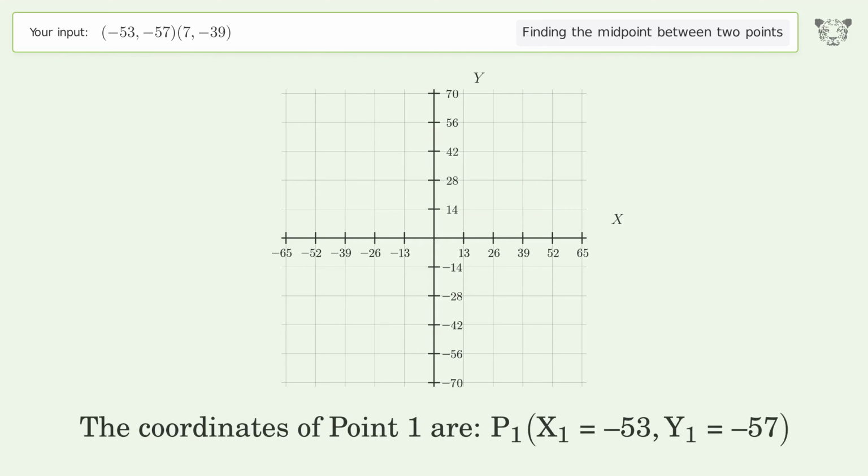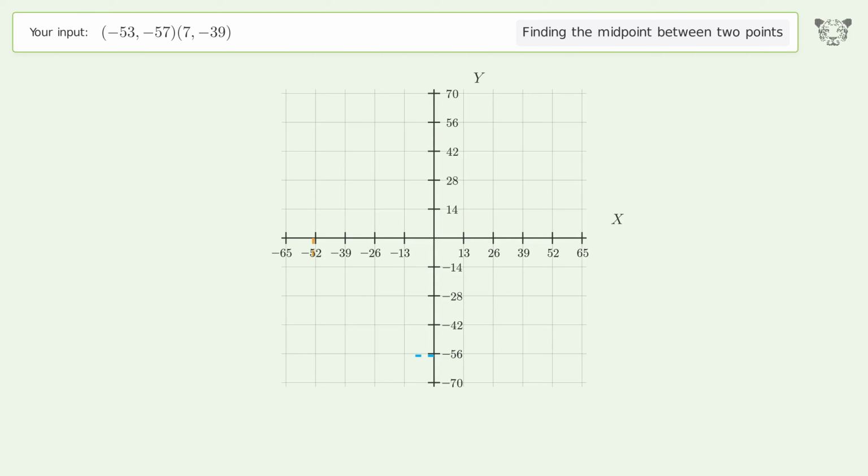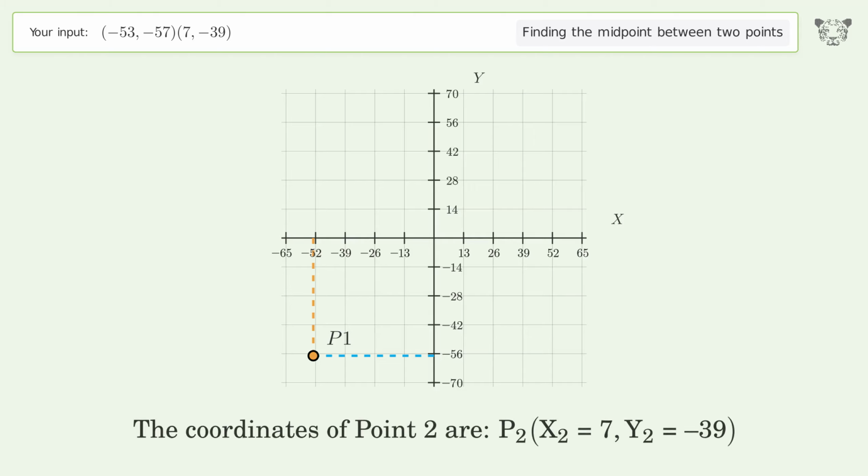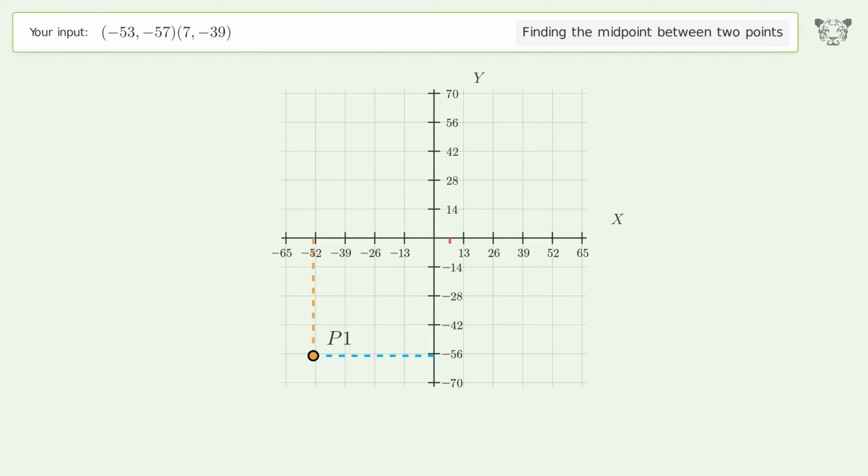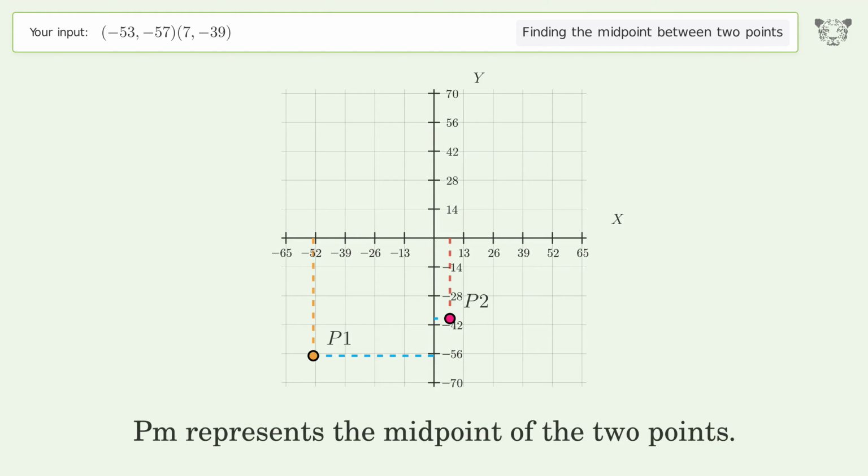The coordinates of point 1 are, x1 equals -53, y1 equals -57. The coordinates of point 2 are, x2 equals 7, y2 equals -39. PM represents the midpoint of the 2 points.